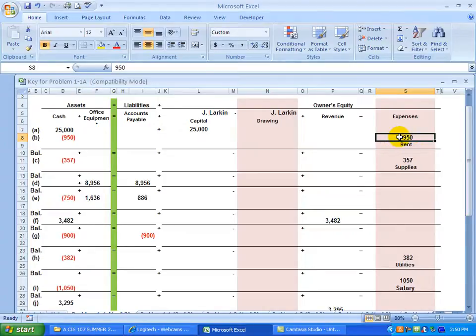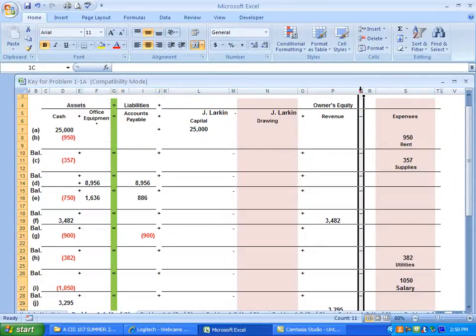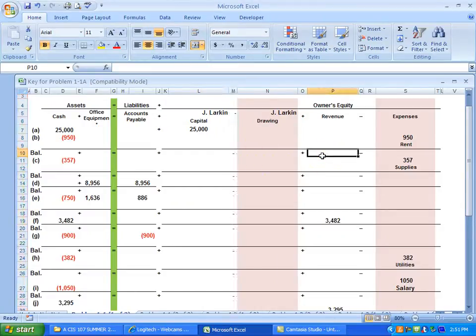Now, even though this is a plus over here and a minus over here, this line is still in balance because anything in the expense column or the drawing column will be subtracted from the right side of the equation. Because see the minus signs here? This is a minus to this side. Drawing is a minus also to the right side of the equation.